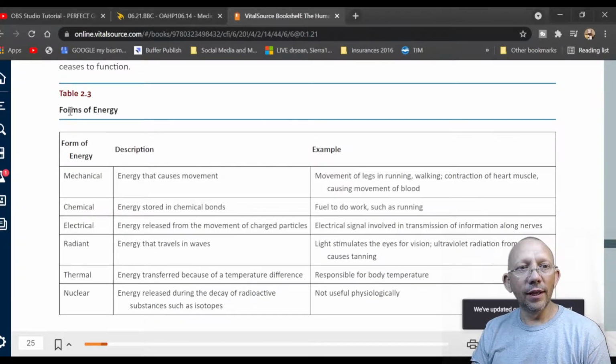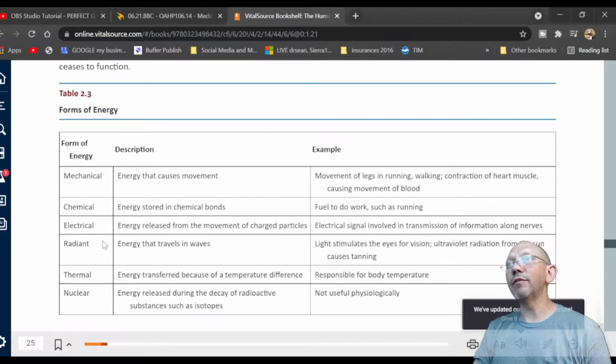So here you go. Forms of energy. There are the forms of energy. We have nuclear energy, thermal energy, that's heat, right? Radiant energy, energy that travels in waves. Electrical energy, chemical energy, and mechanical.